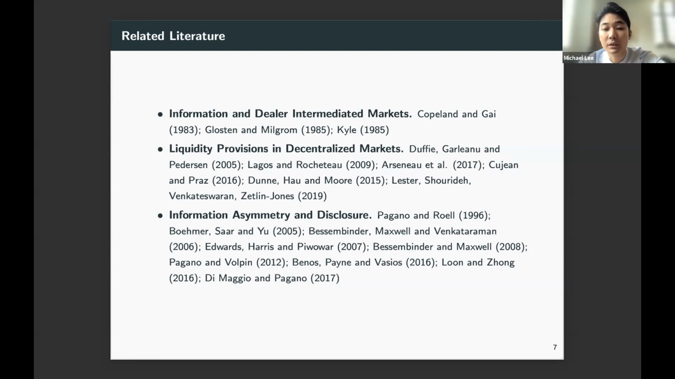Now, on top of that, we consider disclosure. And our main contribution here is to take one step further and consider what happens when we try to endogenize the disclosure environment by thinking about what the choices of a private platform will be.